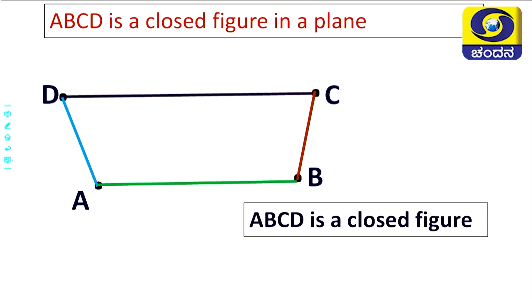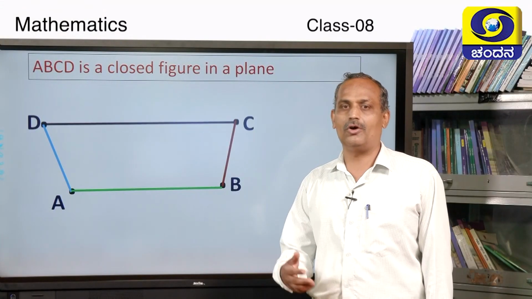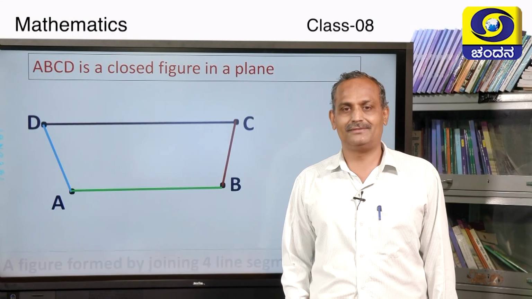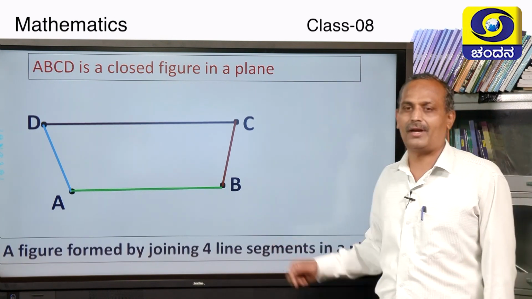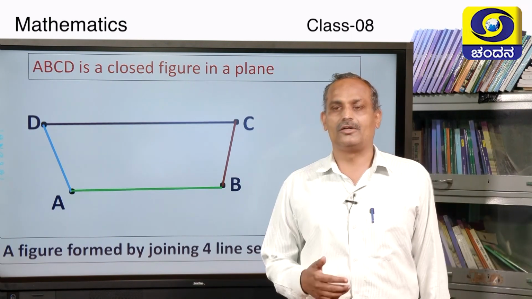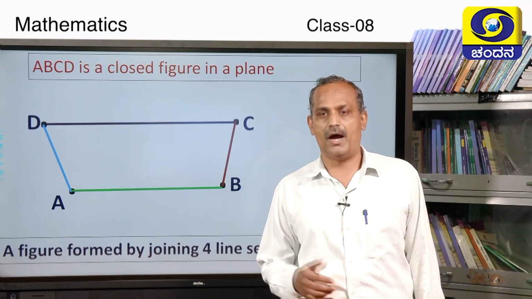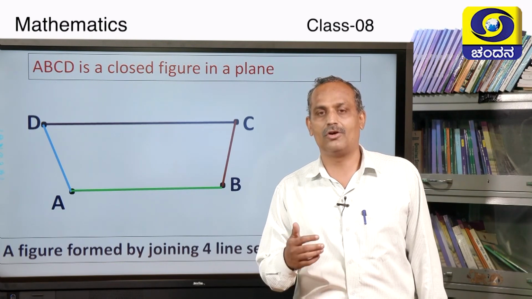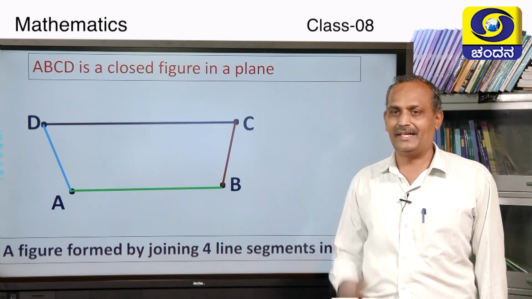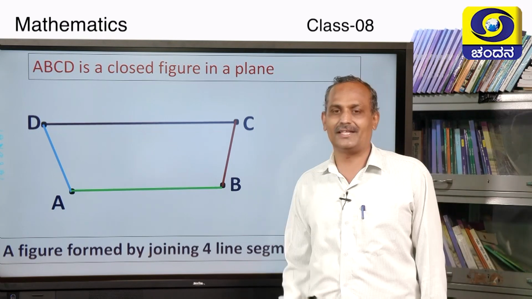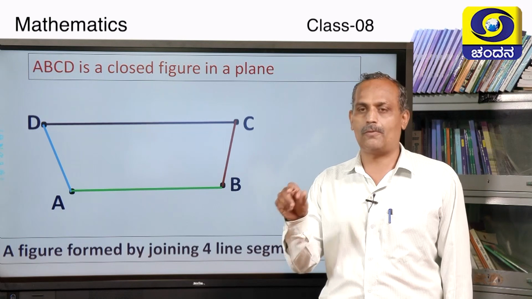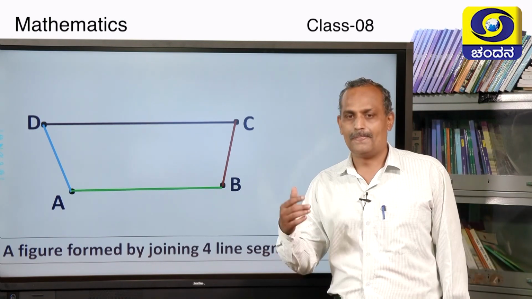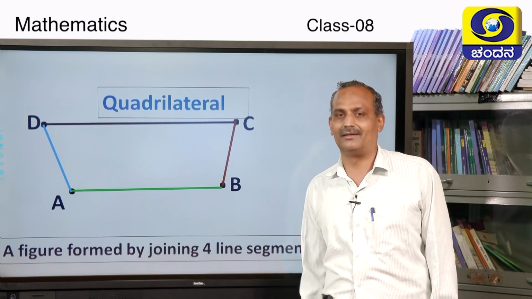This closed figure is in a plane. So, it is placed in the plane. We can call this figure formed by joining 4 line segments. This is the figure we have got by joining 4 points in a plane, and we have got 4 line segments. Let us recall. We have found 4 line segments, we have found 4 vertices, we have put 4 points here. Let us move further. This is nothing but a quadrilateral, is it not?